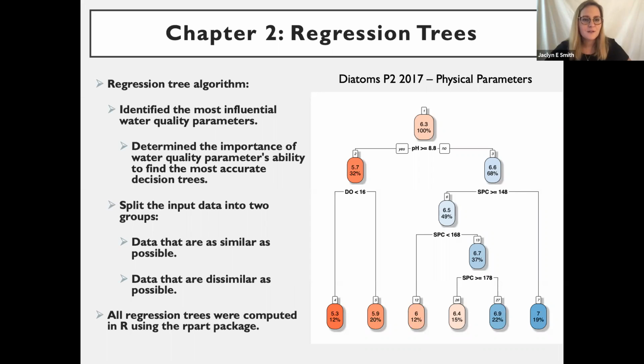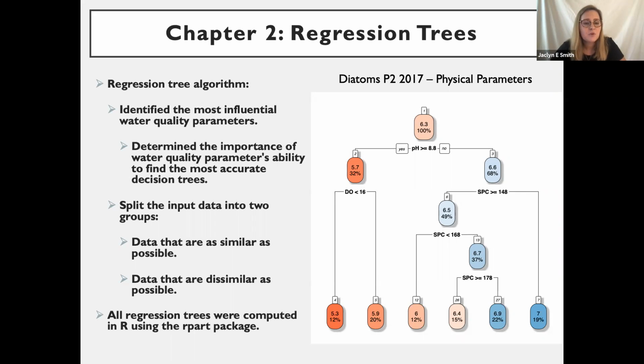So the first here is going to be my regression tree analysis. Regression tree algorithms help to identify the most influential water quality parameters and also help determine that water quality parameter's ability to find the most accurate tree. This is done by splitting the data into two groups, the first being data that are as similar as possible, and the second group being data that are as dissimilar as possible. And all the regression trees were computed in R using the rpart package.